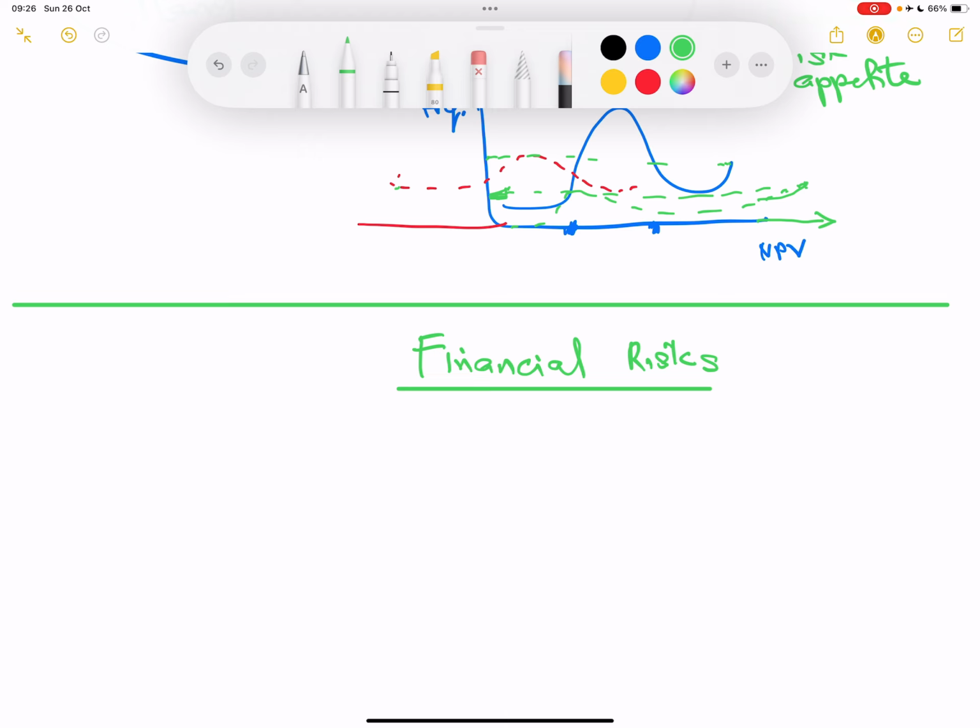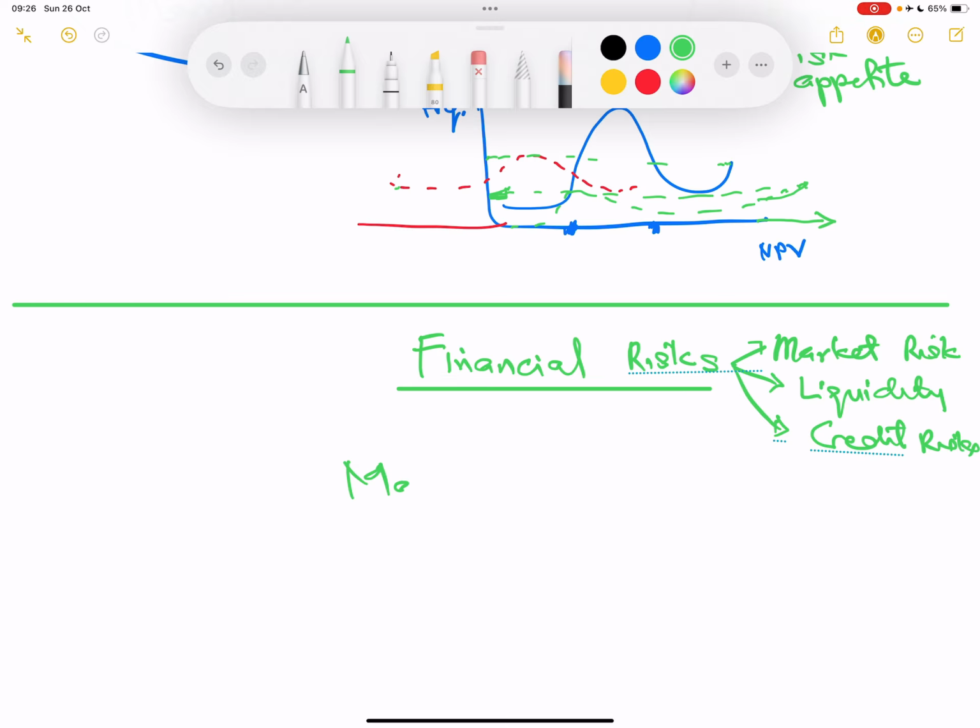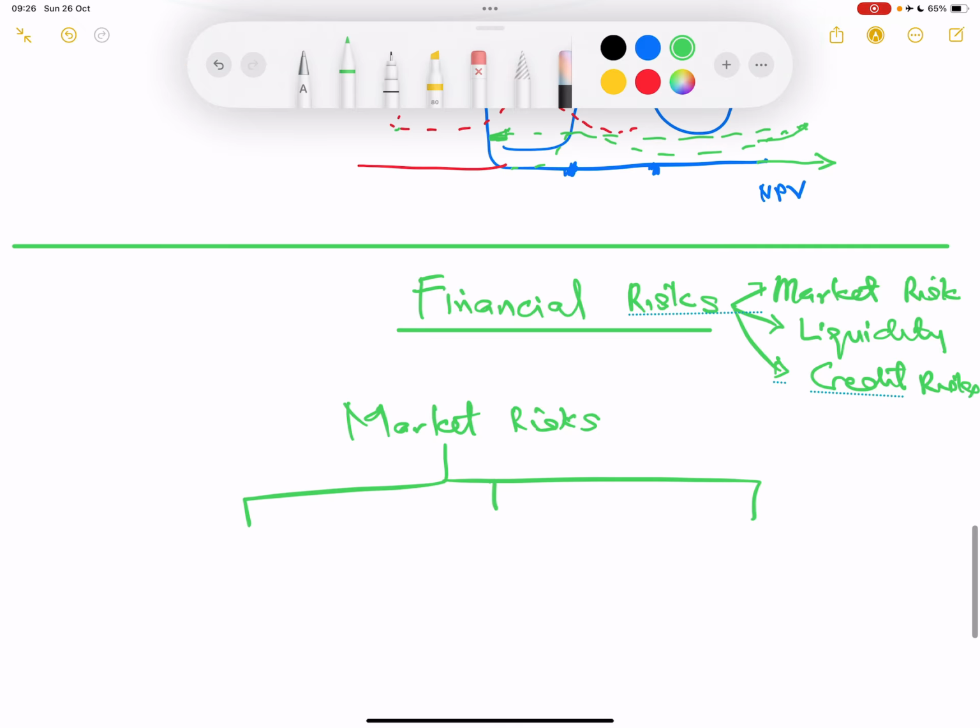I always tell you, anytime you hear financial risk, think of market risk, think of liquidity risk, think of credit risk. Those are popular financial risks. However, in this paper, when we're talking of financial risk, our focus in this particular topic is market risk, which means we are looking at changes in three things and how they affect us.